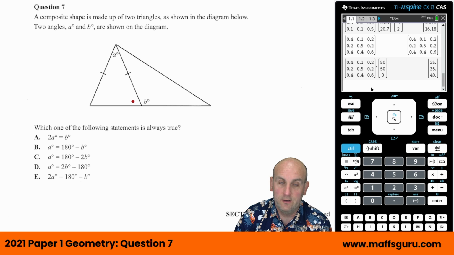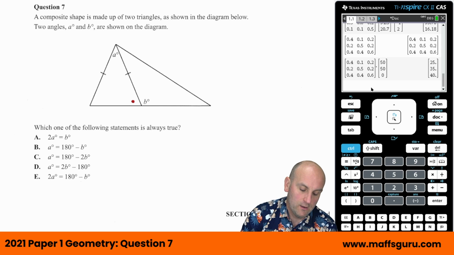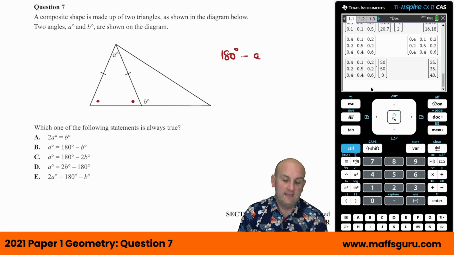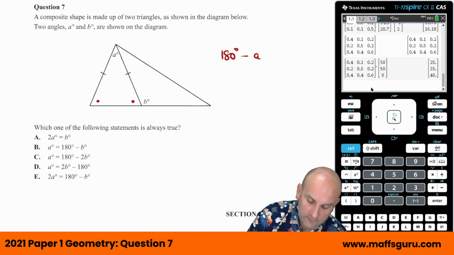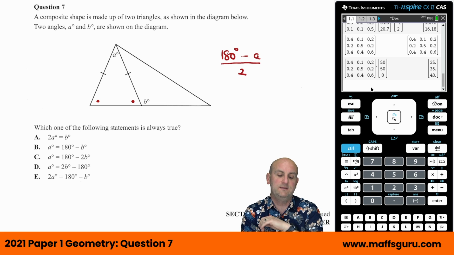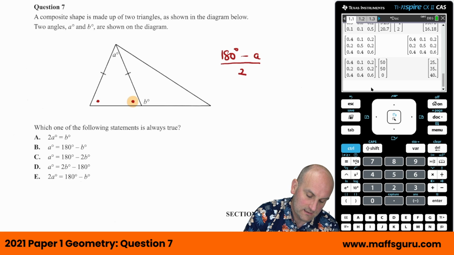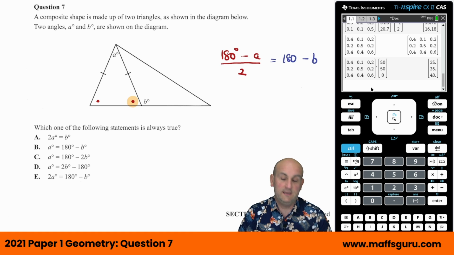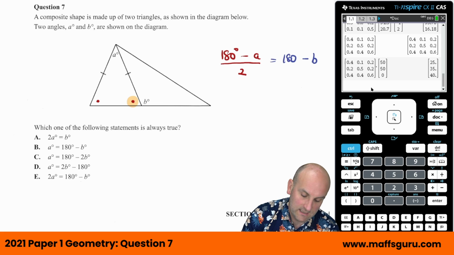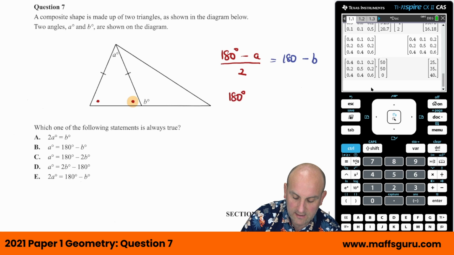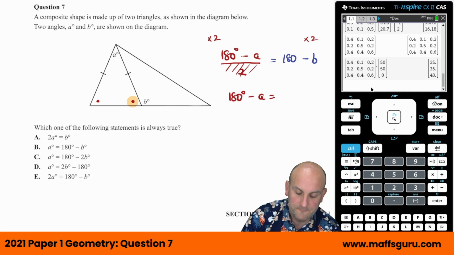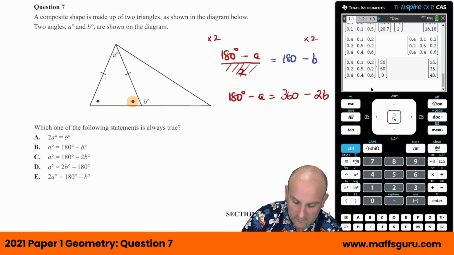How? Well, it's an equilateral triangle. No, it's not, it's an isosceles triangle. So I now know that these two angles would be 180 degrees minus the value of A, and to find one of those angles, I just divide it by 2. So 180 minus A over 2 is going to give me this angle here. But there's another way of finding that angle, because it is 180 degrees minus the value of B. So when I multiply this out, I'm going to times both sides by 2, which gives me 360 minus 2B.